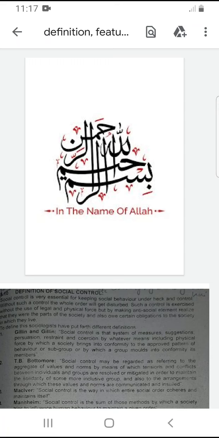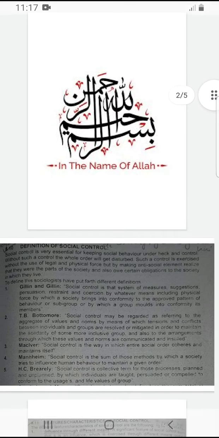Today we discuss the most important topic, that is social control. So first we discuss the definition of social control. Social control is very essential for keeping social behavior under check and control. Without such a control, the whole order will get disturbed.